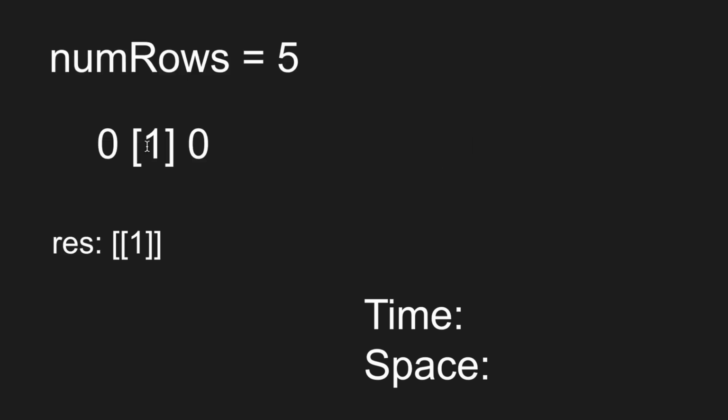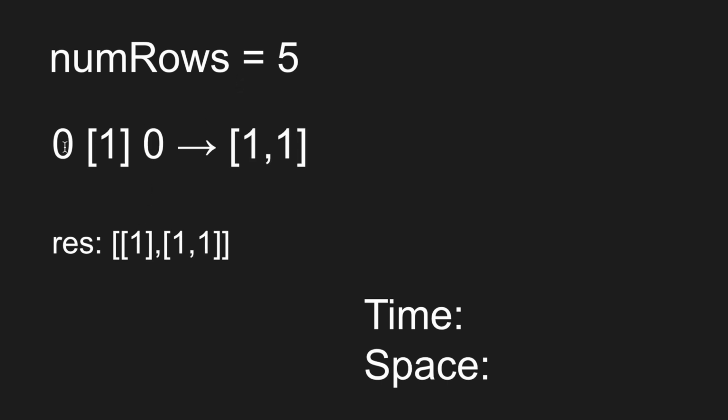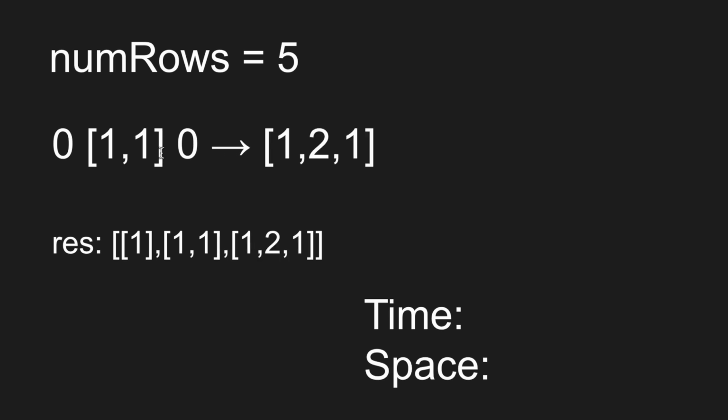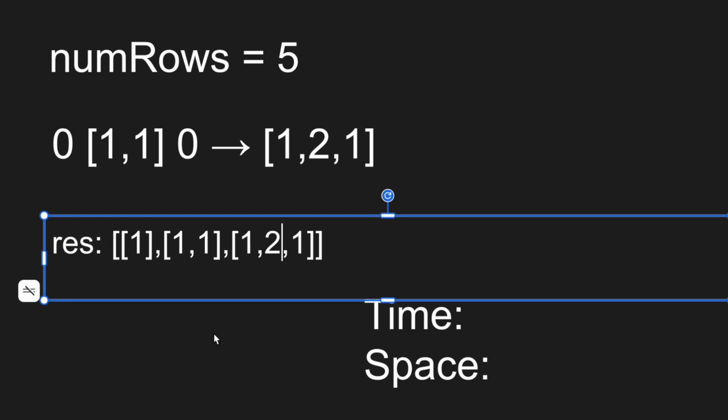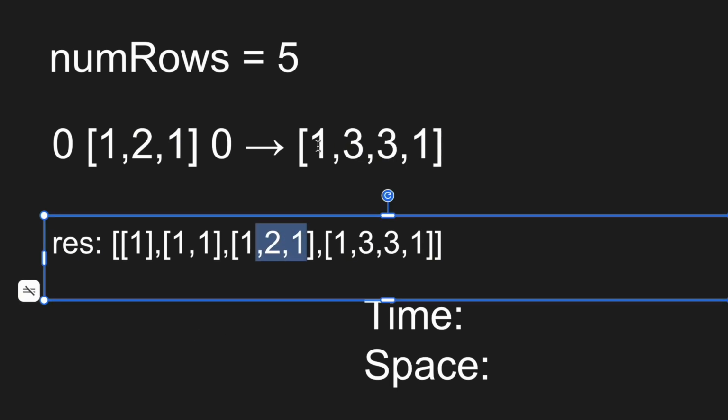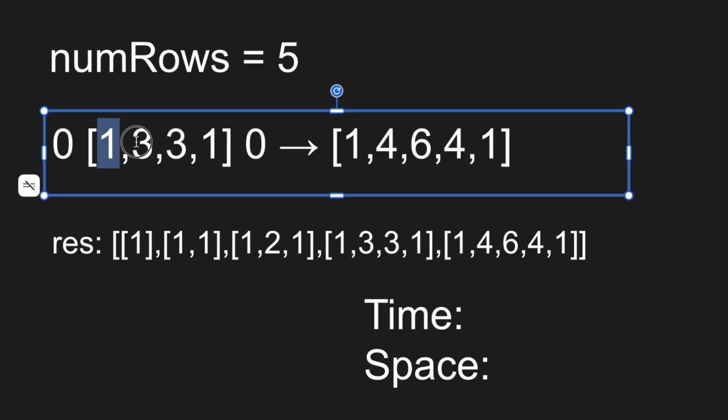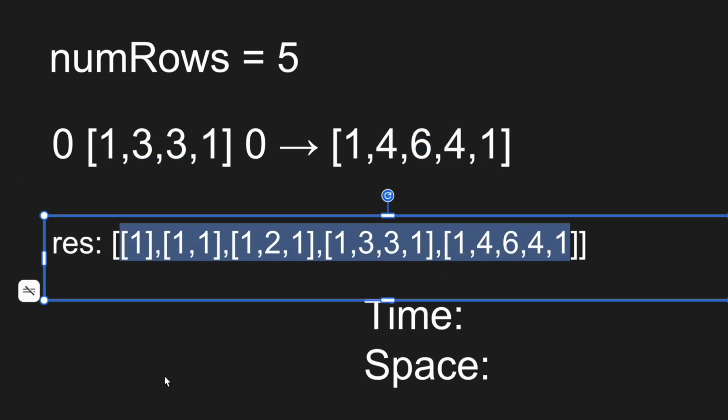So first, we will initialize an array of 1 and pretend there are zeros beside it. If we add this, it will become 1, 1, and we add this to the resulting array. Then now we add it to this array, it will become 1, 2, 1. Add this to result. Add to this, it will be 1, 3, 3, 1. And then we do it again, and it will be 1, 4, 6, 4, 1. And now that we have reached the number of rows, we can return this as our result.